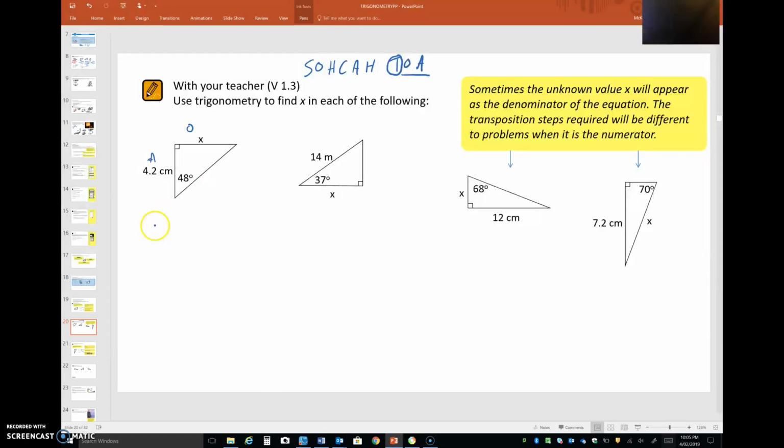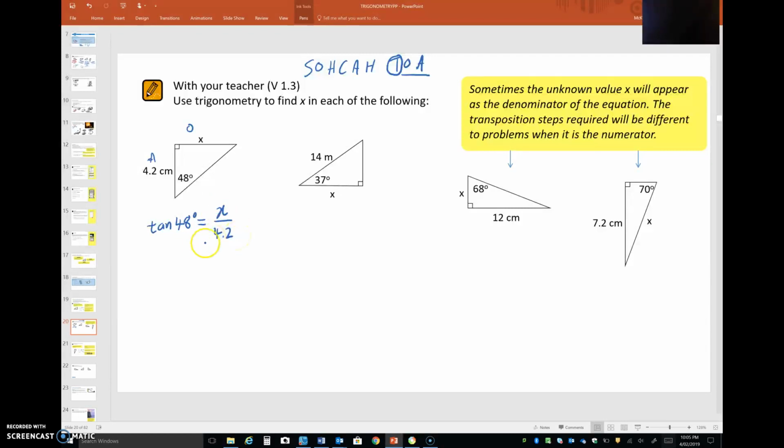So I write down tangent, or just tan, of the angle, 48 degrees, and that's equal to, okay, now is it x over 4.2 or 4.2 over x? Well, if we look at TOA up here, O comes before A, so that means the opposite side goes on top because it's first over here, so it comes first when we write it down on top here.